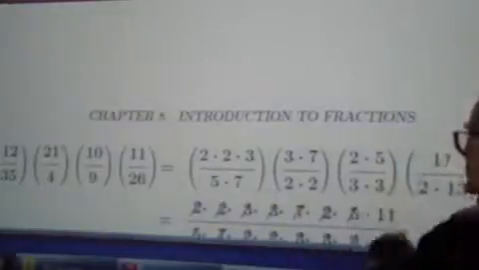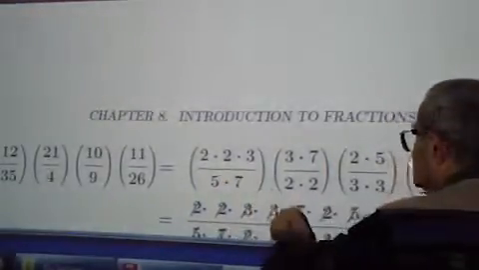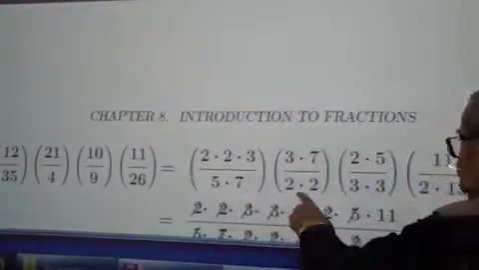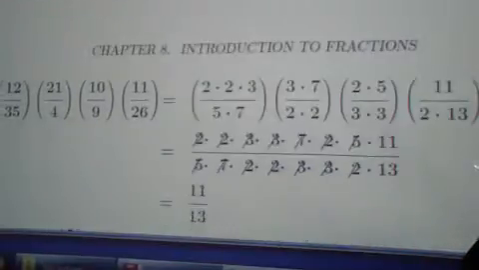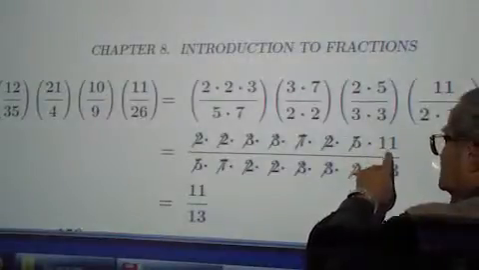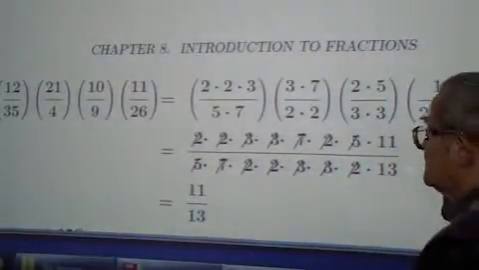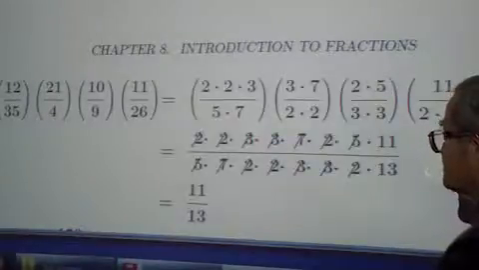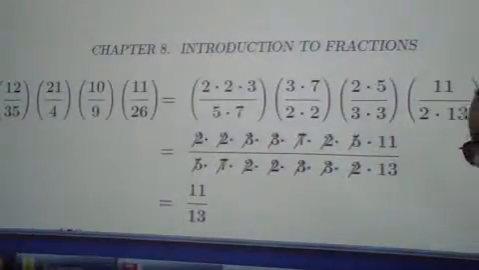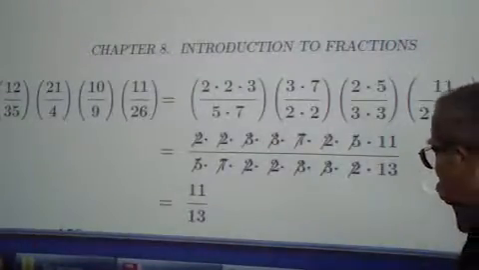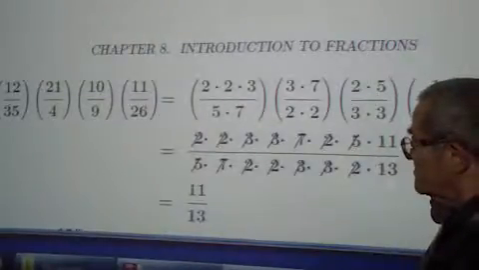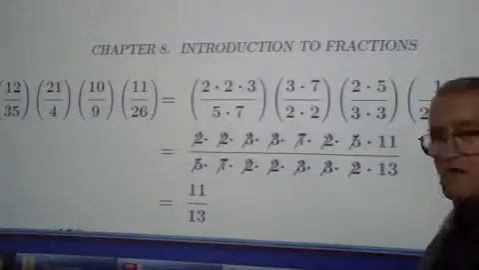Okay, so I did a prime factorization. 2 times 2 times 3 times 3 times 7, 2 times 5, 11. 5 times 7, 2 times 2, 3 times 3, 2 times 13. I can reduce as follows. I should be left with just an 11, and I should be left with just a 13. Would you like to copy that? Okay, I'll go on.